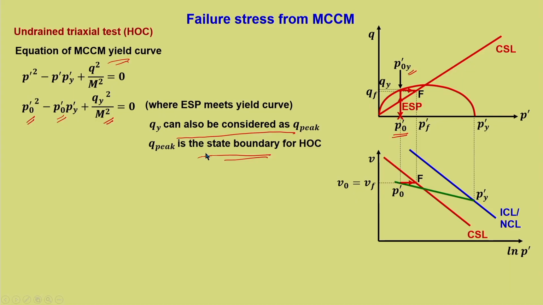So, that is why, Q peak is the state boundary and hence Qy, that is the yield point, this particular point can be considered equal to Q peak. If that is the case, we can write Qy square upon P naught dash square m square is equal to P dash y by P naught dash minus 1. What we are doing is, we are dividing it by P naught dash square.